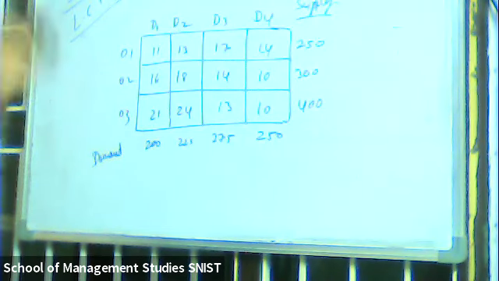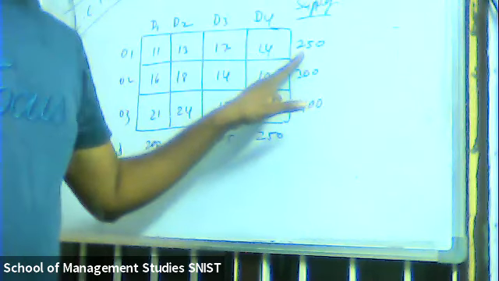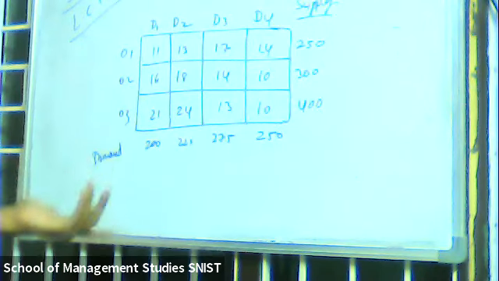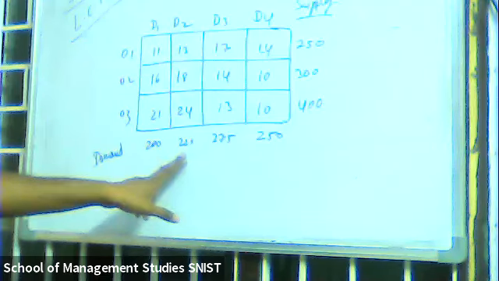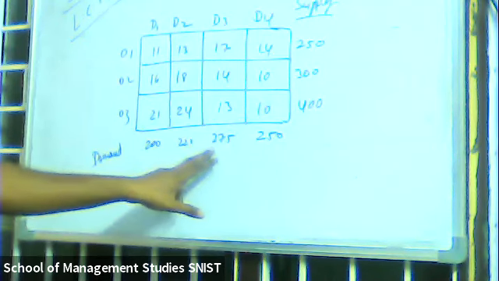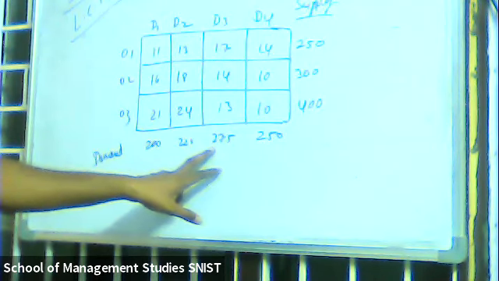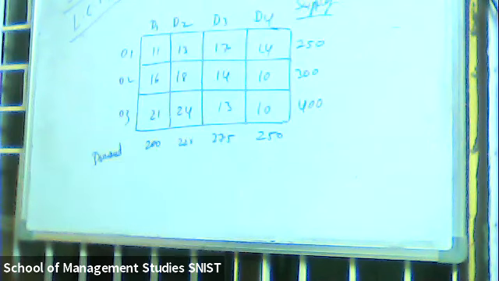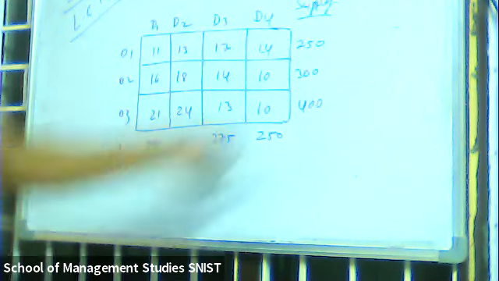Okay, now any one of you can please tell me demand and supply is same or not? Yes, sir. Same. 400 plus 300, 700, 700 plus 250 is 950, right? 200 plus 225 is 425, 425 plus 275 is 700, plus 250 is 950. Same, matching, right? Clear? So it is not unbalanced.